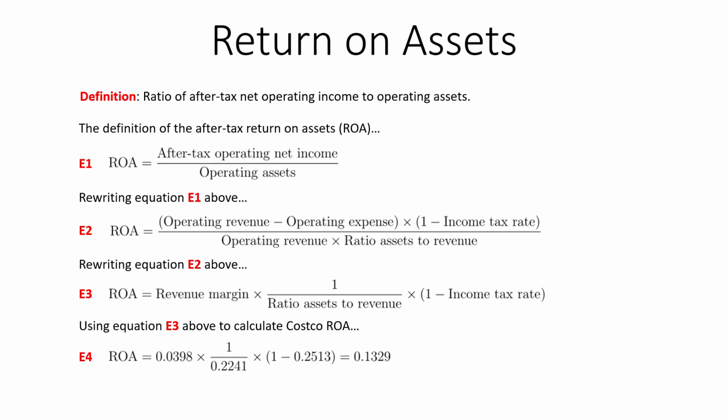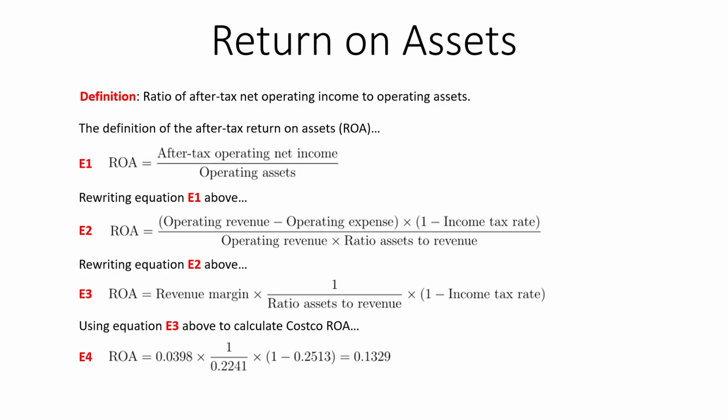So now we'll calculate the return on assets, and this will be an after-tax return. And this will have a huge impact on value, which we will see in the next slide. The definition of the return on assets is a ratio of after-tax net income to operating assets. So what we want to do is take equation E1, which is return on assets. That's after-tax operating net income divided by operating assets.